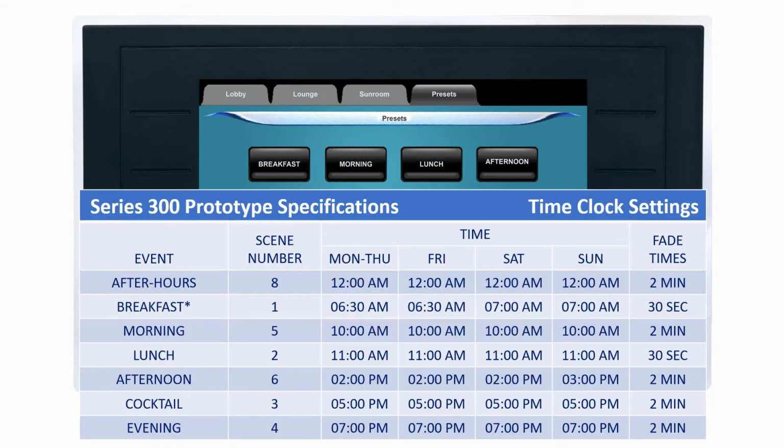Next, we'll take a look at the schedule or time clock settings. This schedule is how the system knows which presets to activate and when. The time clock settings are fully operational as soon as they are loaded into the lighting control system at the time the system was programmed. And again, no interaction from hotel staff is required to keep things running on schedule.